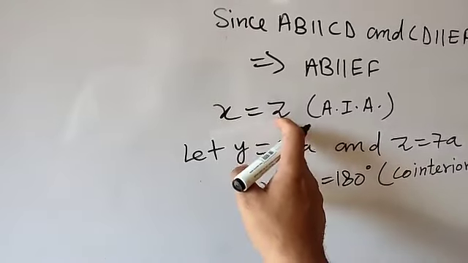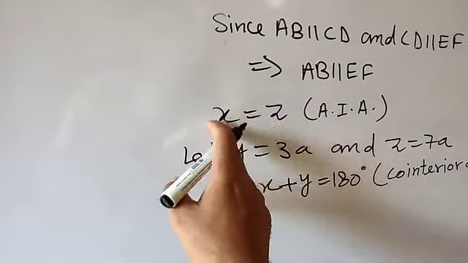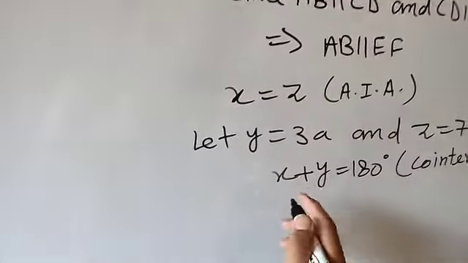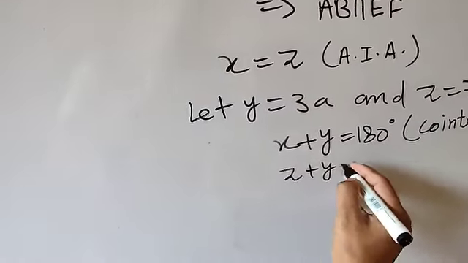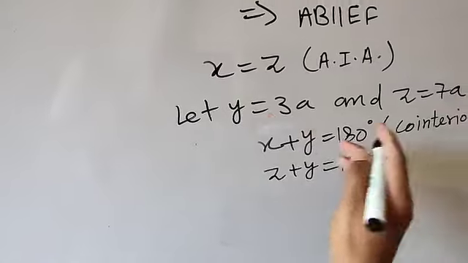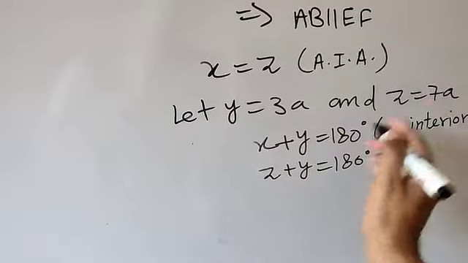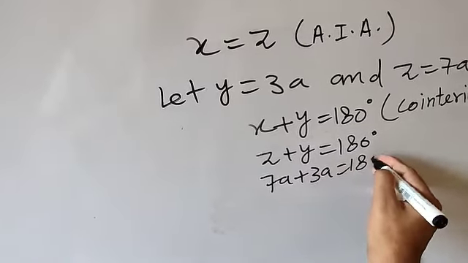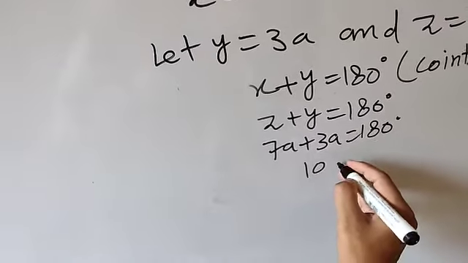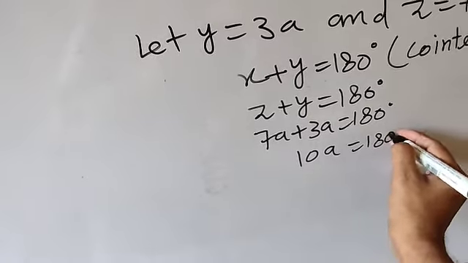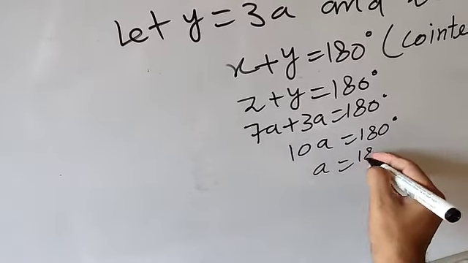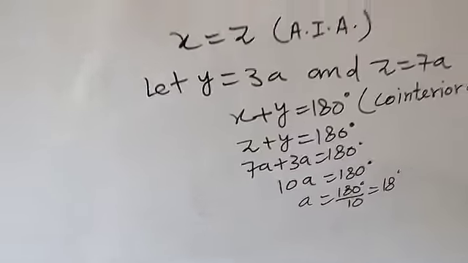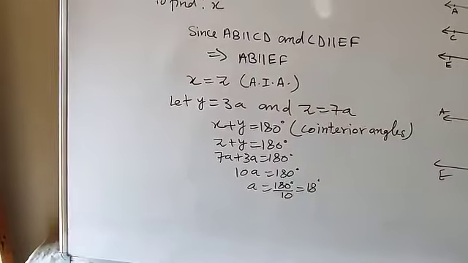So students, here we can replace X by Z. At the place of X, we write Z. So it can be written as Z plus Y equal to 180 degrees. Here Y equal to 3A and Z equal to 7A. So 7A plus 3A equal to 180 degrees, then 10A equal to 180 degrees. You can write that A equal to 180 degrees upon 10, that is equal to 18 degrees. So the value of A is 18 degrees.